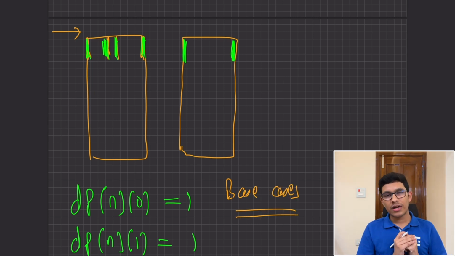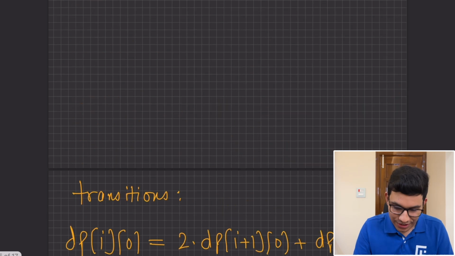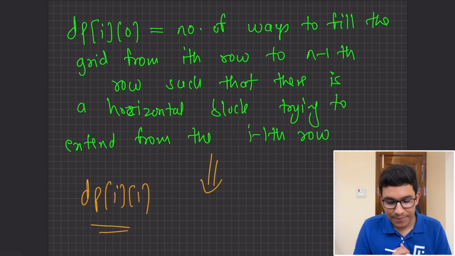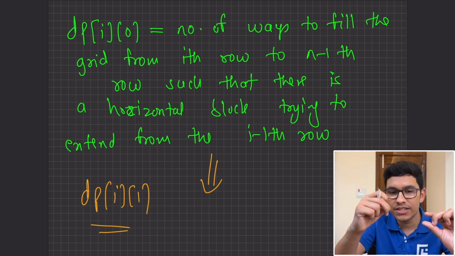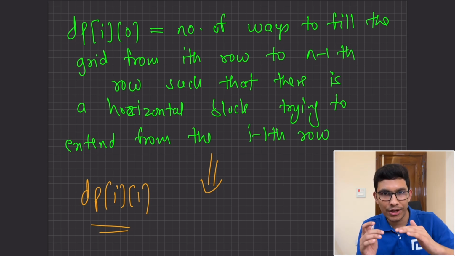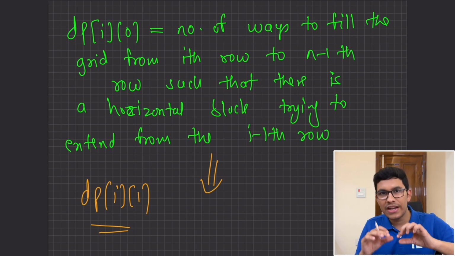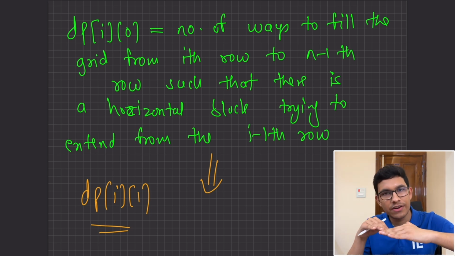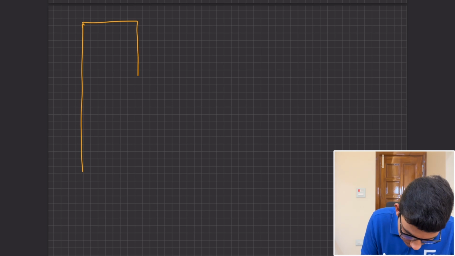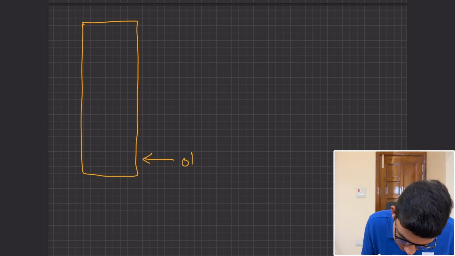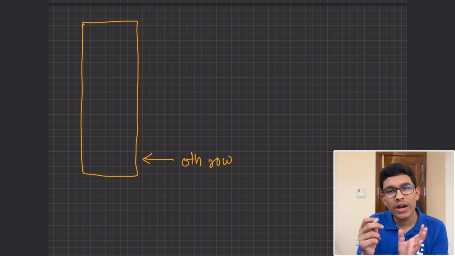All right, now comes the point, how do you decide the final subproblem, right? Where do you really start this problem from? So let's look at your state first. Your state clearly means dp of i comma 0 is the number of ways to fill the grid from the ith row to the n minus 1th row such that there is a horizontal cell trying to extend from below, correct? But look at the 0th row where you start filling the entire grid. Is there any cell trying to extend forward? No. See, when you look at this grid here, and when you look at the 0th row, this one, there is nothing trying to extend from here, right?